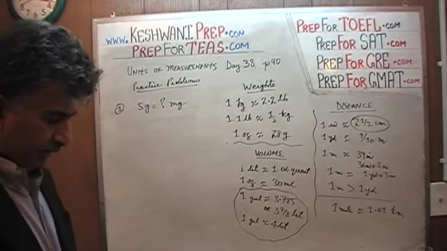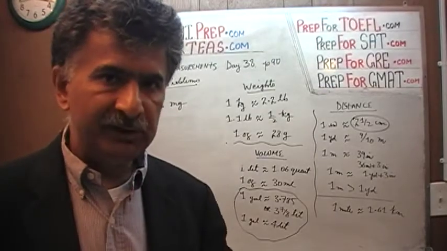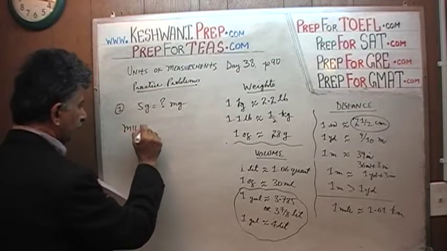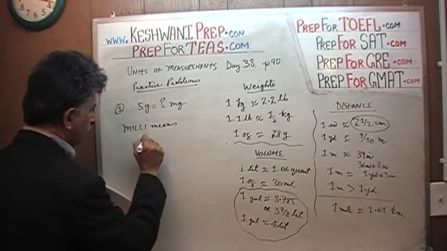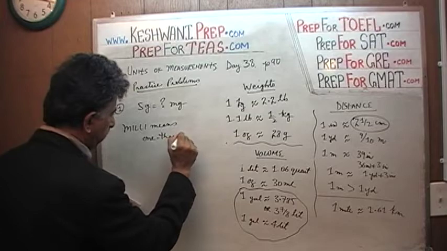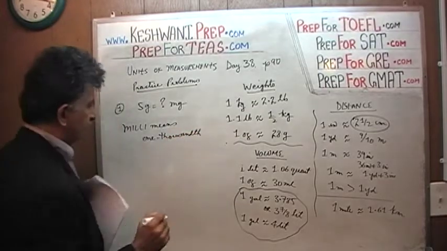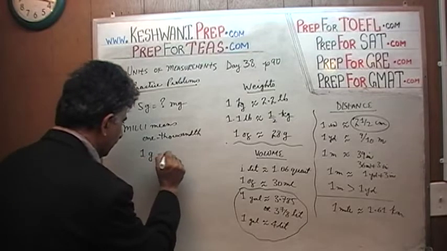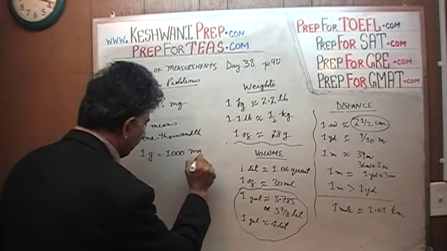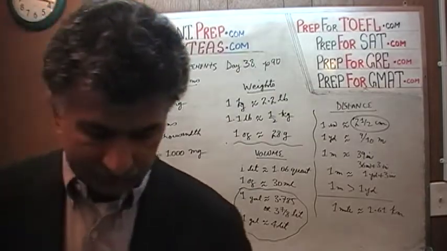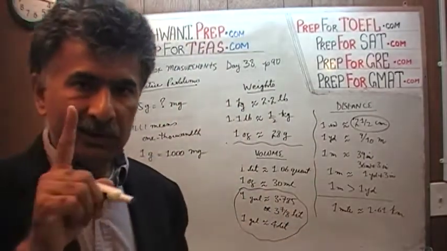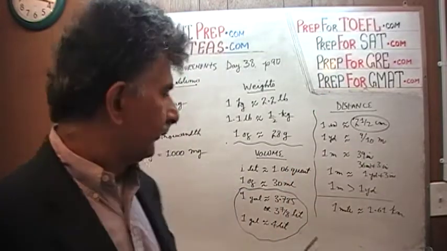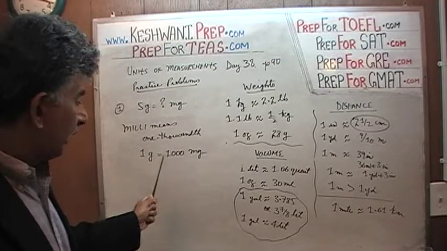That's the question. Again, we learned yesterday that the prefix milli means 1,000th of something. So 1 gram is actually 1,000 milligrams. That's what it means. Milligram means 1,000th of a gram. If 1 milligram is 1,000th of a gram, then you're going to need 1,000 of them to make 1 gram. 1,000 milligrams would be required to make 1 gram.